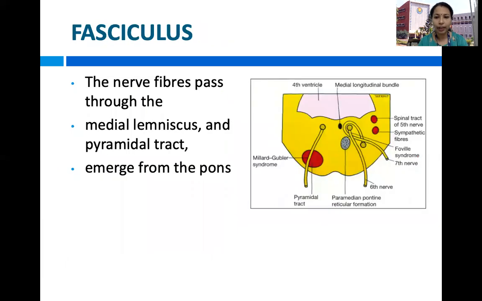After the nucleus, we come to the fasciculus of the sixth nerve, which is that portion of the sixth nerve between the nucleus and the emergence of the nerve from the pons. So this intrapontine segment is known as the fasciculus of the sixth nerve, and it passes through the medial lemniscus as well as the pyramidal tract. You can see here, which is depicted in red, and then it tends to emerge out from the pons.